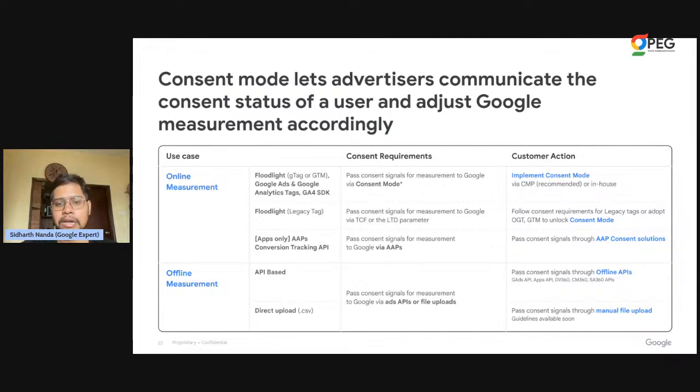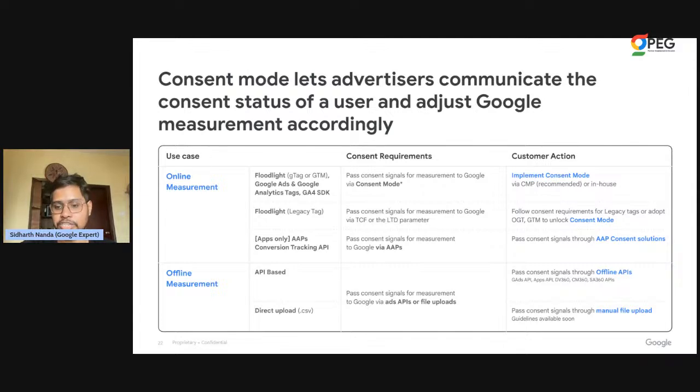If you're using Floodlight tags, which is the legacy tag, you can use the transparency and consent framework or Campaign Manager 360's LTD parameter to ensure that the consent signals are passed through correctly. For app advertisers, if you're using an app attribution partner, the recommended solution is to use an app based consent solution to pass these consent signals as well.